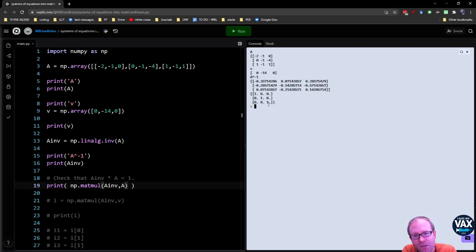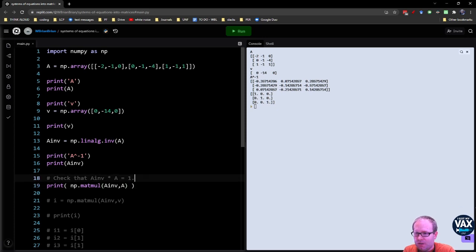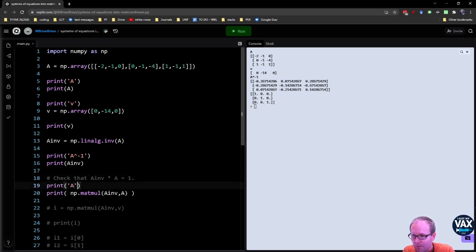You notice that this matrix is ones all along the diagonal and zeros everywhere else. This is what we call the identity matrix, because it turns out if you take this special matrix and multiply it by any other matrix, that second matrix remains unchanged. It's like multiplying by the number one, right? So we call it the identity matrix because it produces this identity relationship. Let's actually print, check for identity.